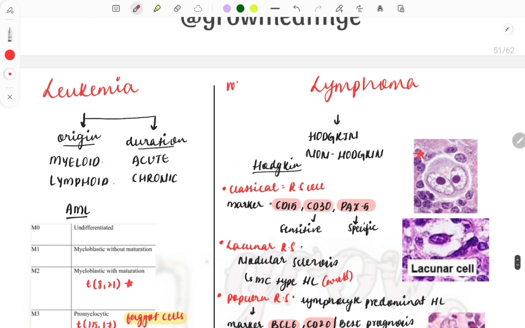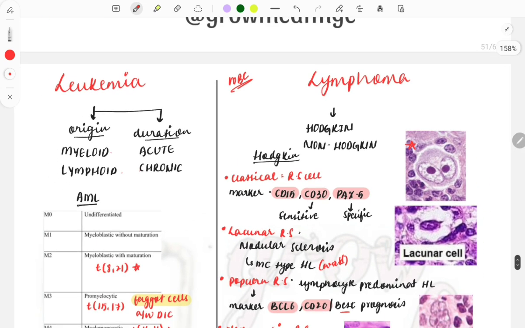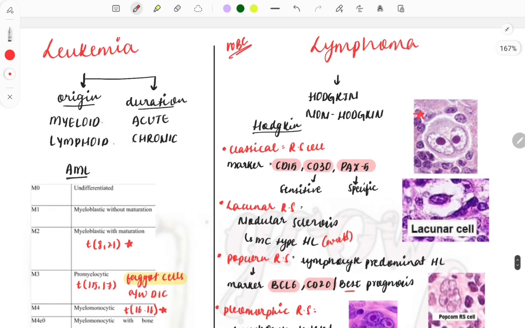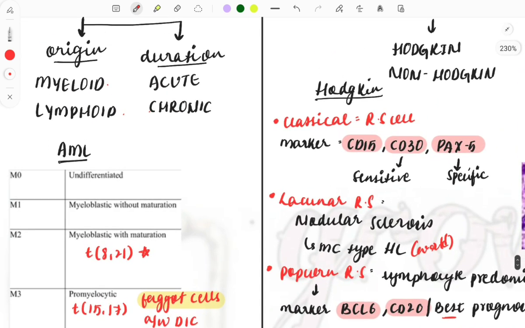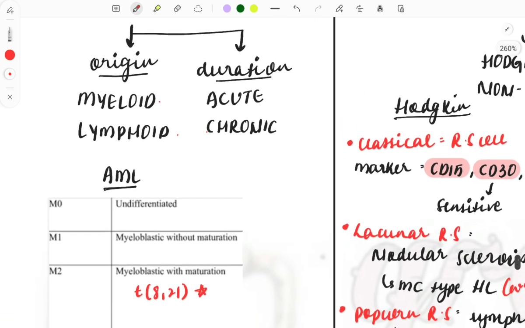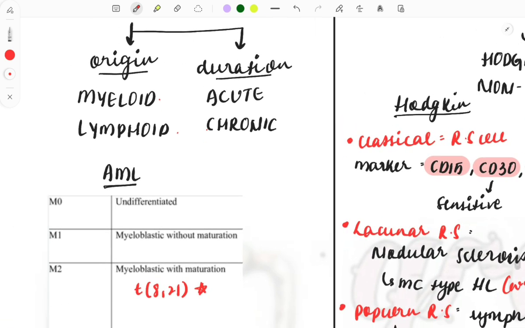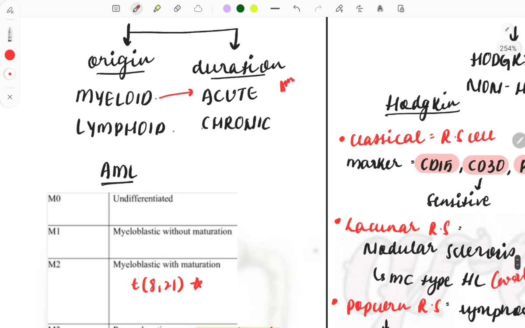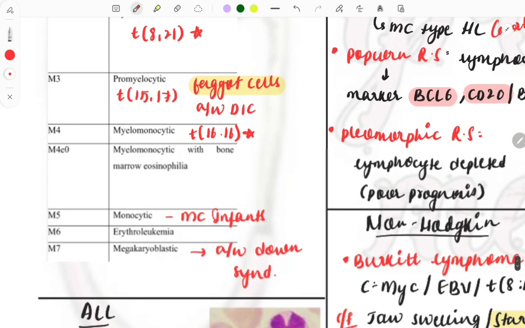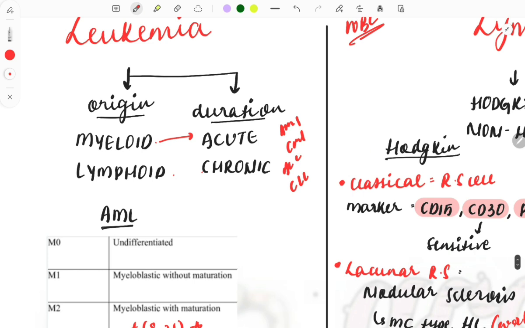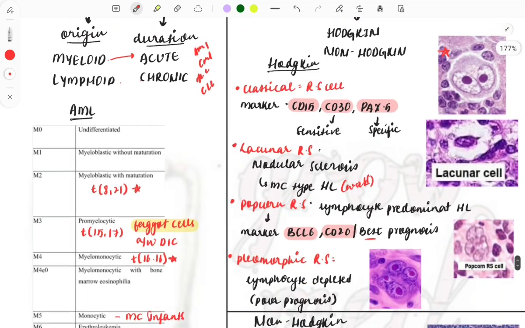The WBC tumors are classified into the leukemias and the lymphomas. Leukemias are again classified into myeloid and lymphoid, acute and chronic, based on the duration. By the combination of these, we get various leukemias, like acute myeloid leukemia (AML), chronic myeloid leukemia, acute lymphoid leukemia, and chronic lymphoid leukemia: CLL, AML, ALL, and CML. So these are the important things from leukemia, and this is the classification.